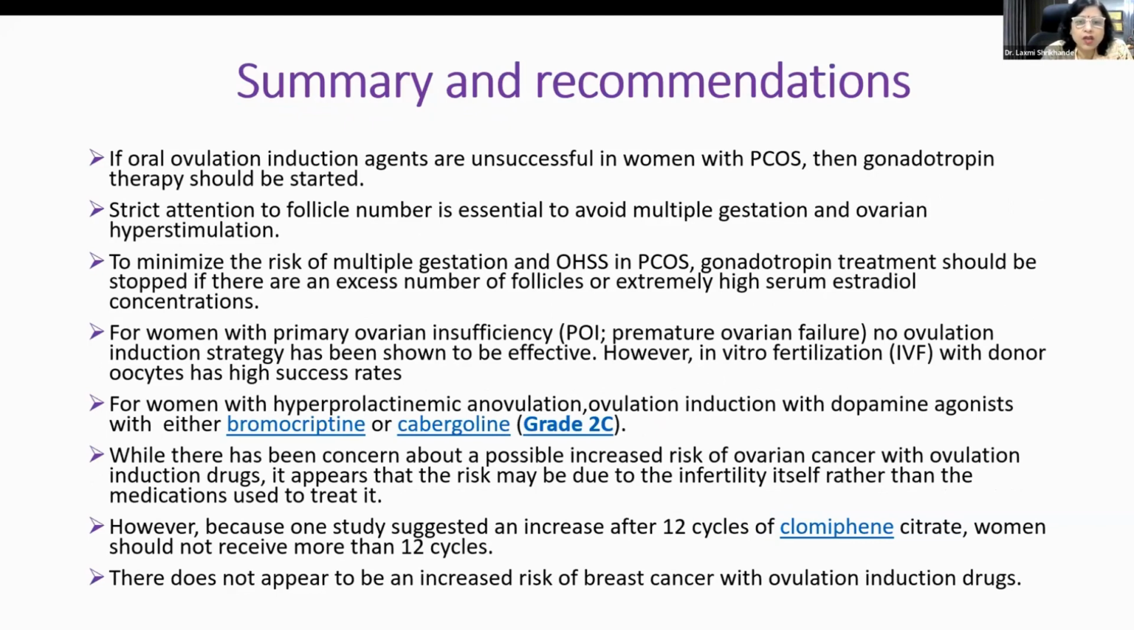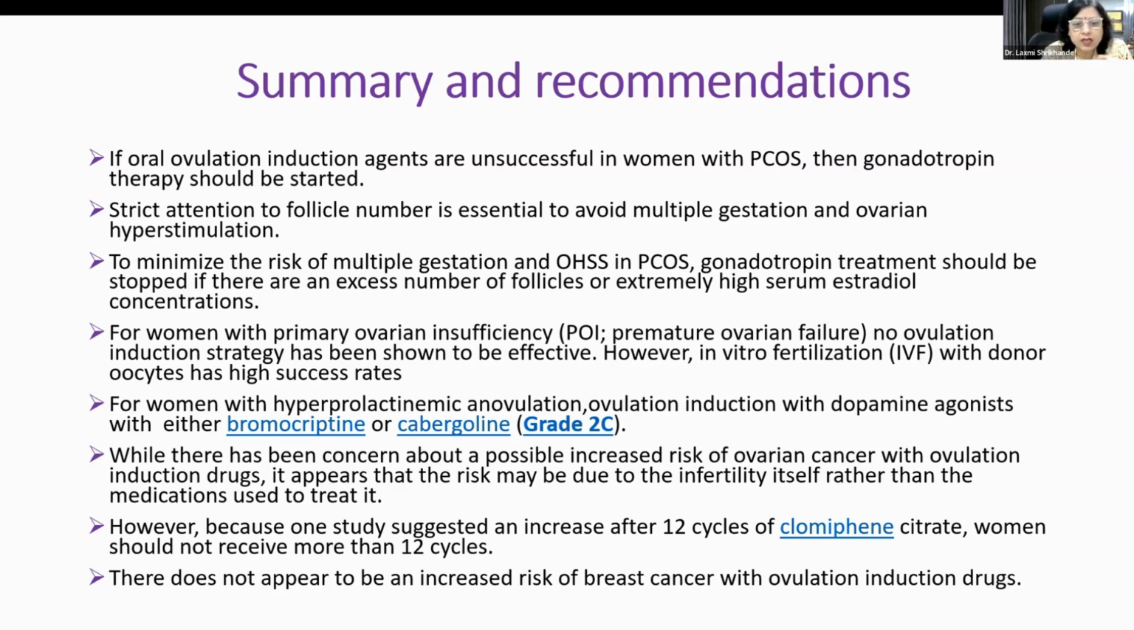Strict attention to follicle number is essential to avoid multiple gestation and OHSS. To minimize the risk of multiple gestation and OHSS in PCOS, gonadotropin should be stopped if there is an excess number of follicles or an extremely high serum estradiol concentration. For those women who have POI, it's an entirely different chapter where you have to refer her for IVF. For women who have hyperprolactinemic anovulation, ovulation induction with a dopamine agonist, either bromocriptine or cabergoline, will help them.